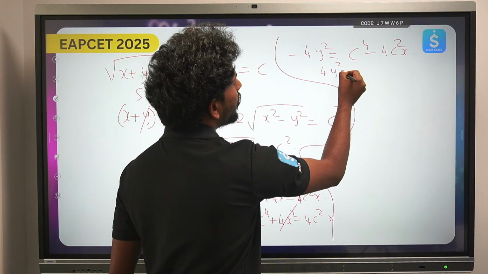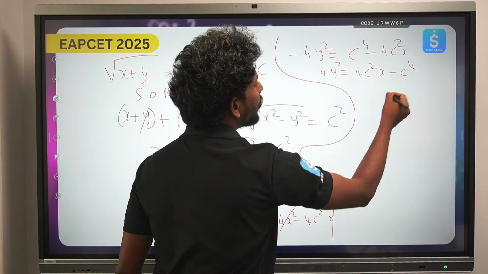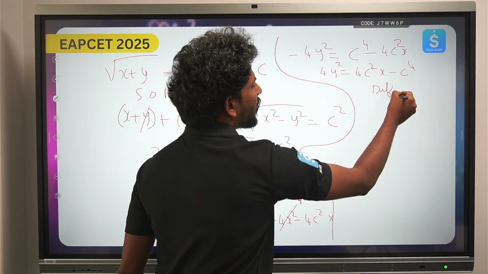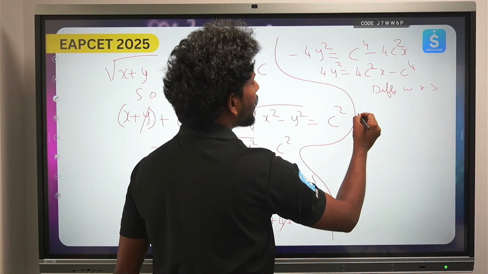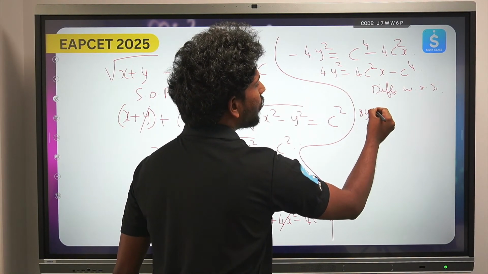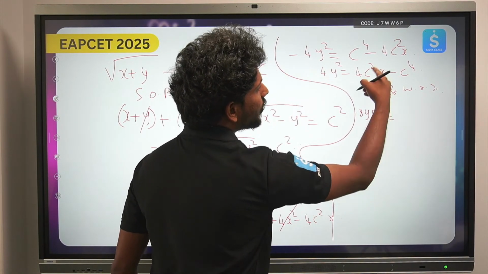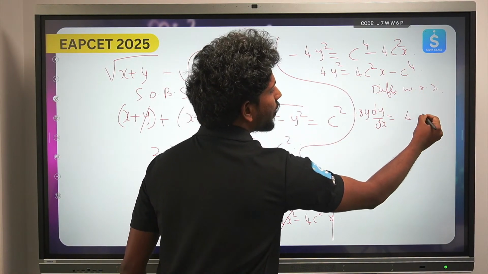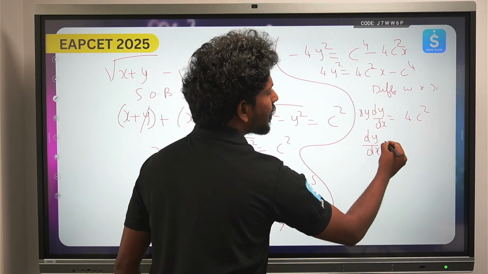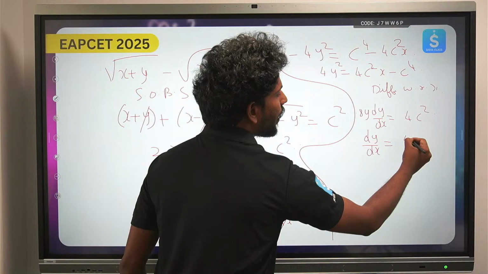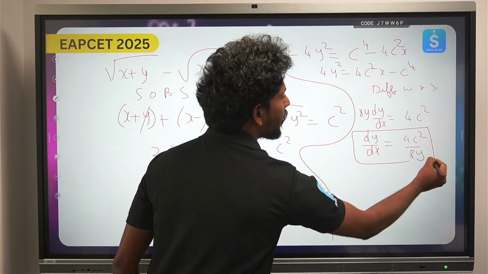4y square is equal to 4c square x minus c power 4. Now you try to differentiate with respect to x. So 4y square will become 8y into dy by dx is equal to, this will be 0. I will be having just 4c square. So dy by dx is equal to 4c square by 8y. So this is the first thing, you just preserve this.